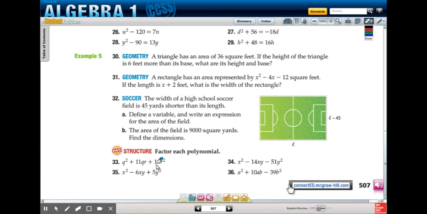So here's what I know. I know everything here is positive. Great. I know 2 times 9 gives me 18, and 2 plus 9 is 11. So what this looks like is this: Q plus 9R and Q plus 2R. See if that makes sense.